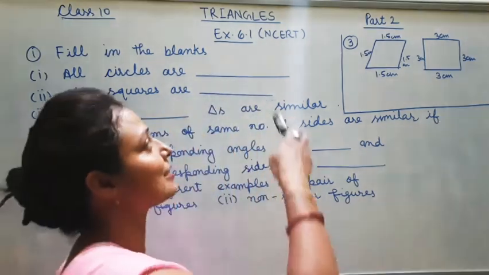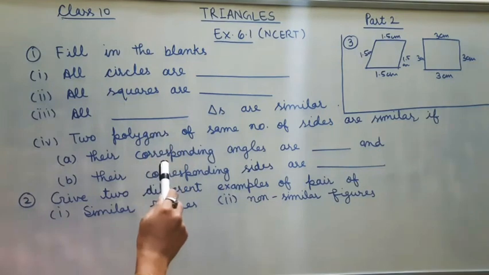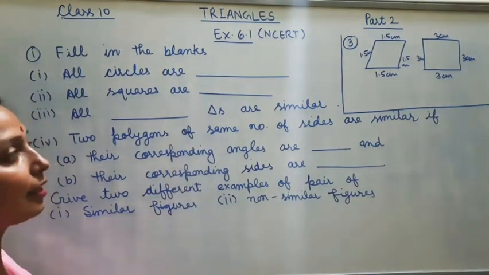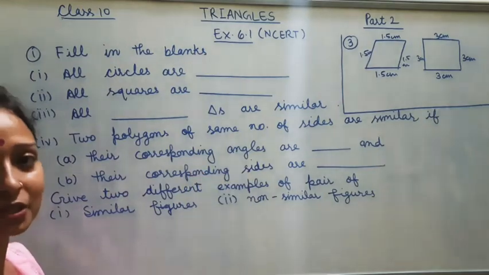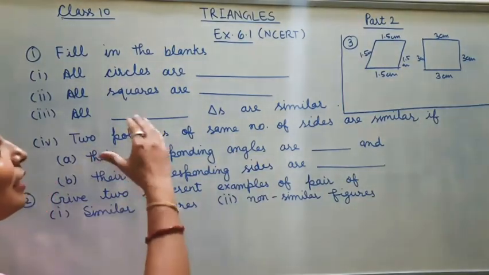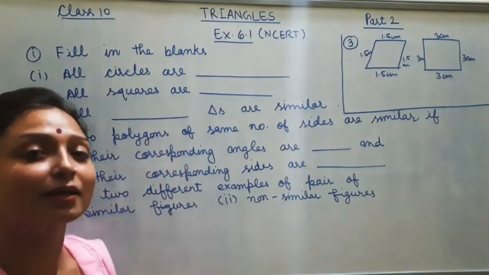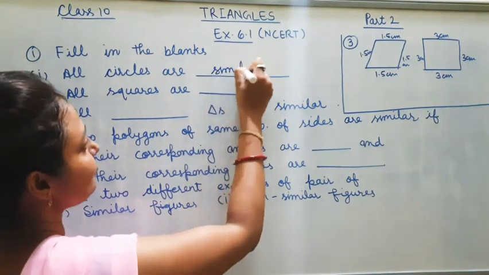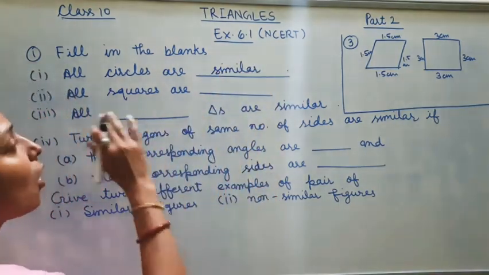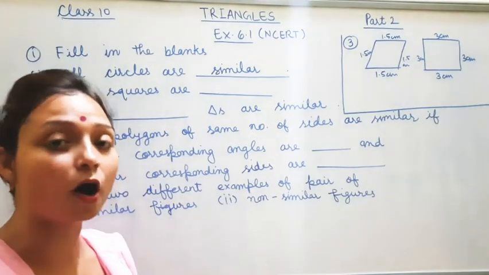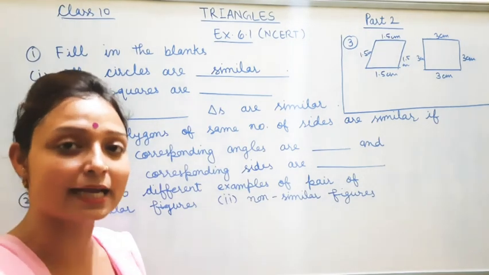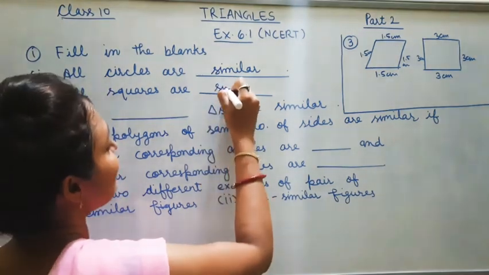So let me start with exercise 6.1, in which there are only fill in the blanks and some theory questions. You have to only fill the blanks, and there are 3 questions in exercise 6.1. The first is fill in the blanks: all circles are, as you all know, similar, so I will write similar. The second one: all squares are again similar, because all squares have the same angles and sides are proportional, because all sides are equal, so this is also similar, right?